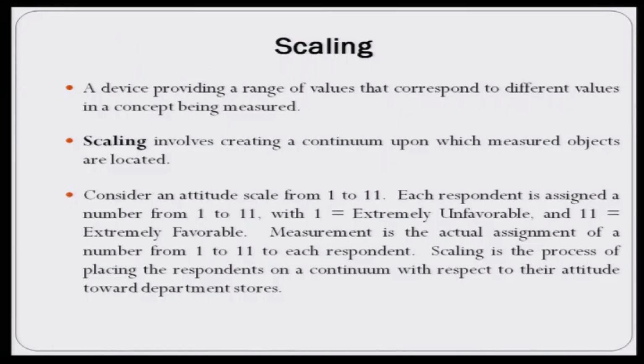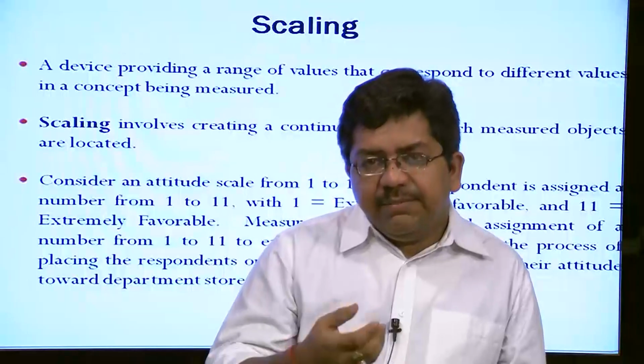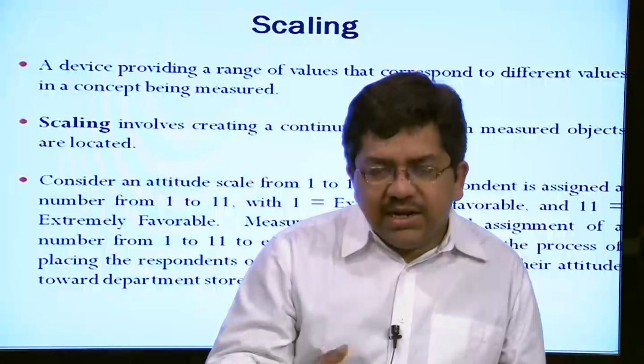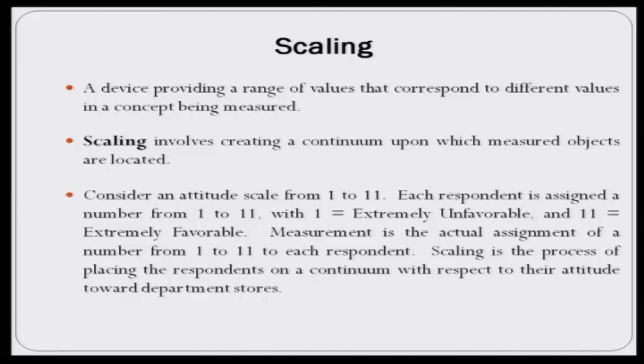Measurement is the actual assignment of a number from 1 to 11 to each respondent. So, depending on what kind of property or what level of that property an object entails, you assign a number to that object. Scaling is the process of placing the respondent on a continuum with respect to their attitude towards a department store, as in this example, whether it is extremely unfavorable or extremely favorable.